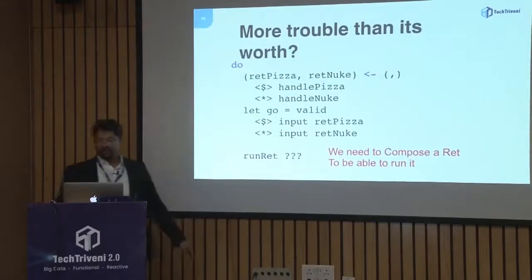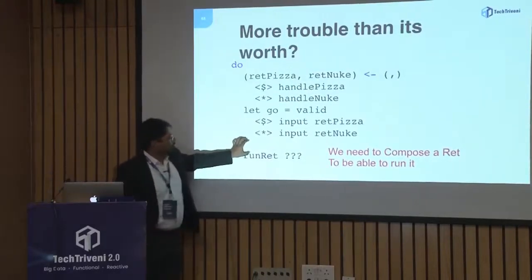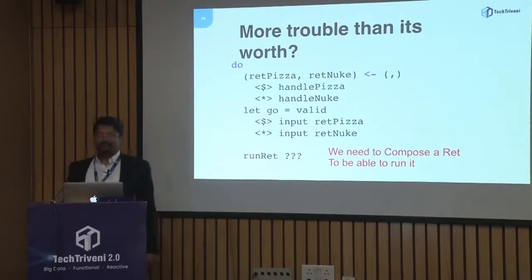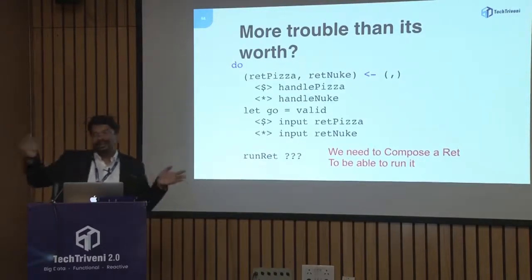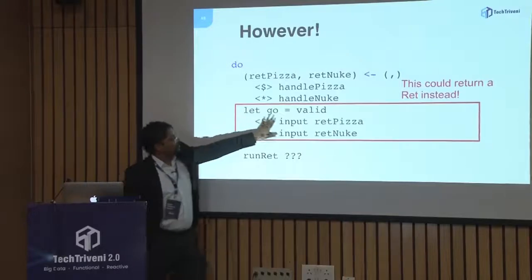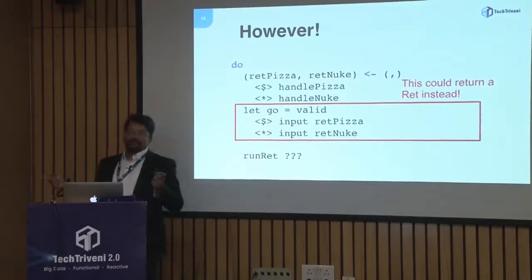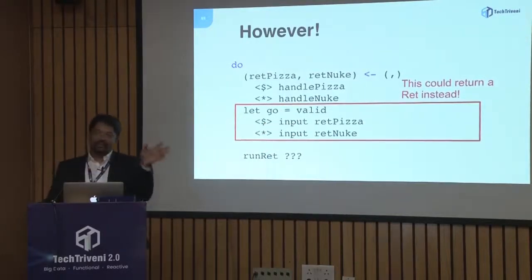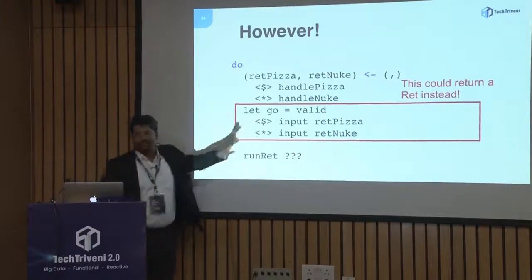We did run ret here, right? But now we need to compose a run ret at this point. So I mean, I can write it, but it's doing more work, but it's not. I'll tell you why. Because this thing, using applicative notation, can compose a ret, right? I may be going a little bit fast, but just assume that it can do that, right?